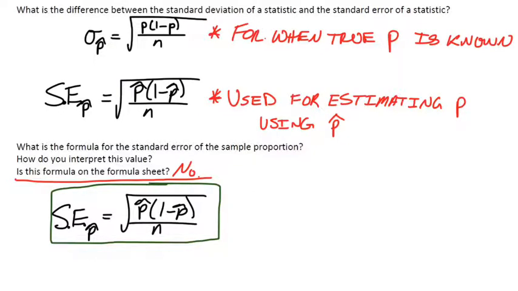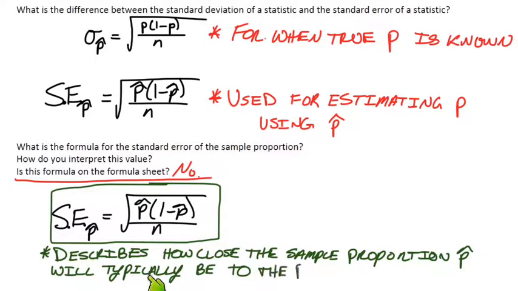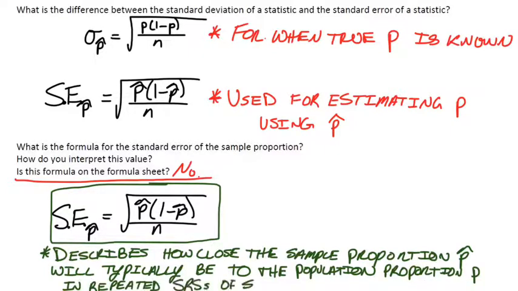And it's a very similar definition to what we've seen before. So we can just say it describes how close the sample proportion, P hat, will typically be to the population proportion, which is P. And we're going to take that simulation approach. We're going to say in repeated SRSs of size n. So if we did this many, many, many times, this is about how far the P hat would be from the true P.